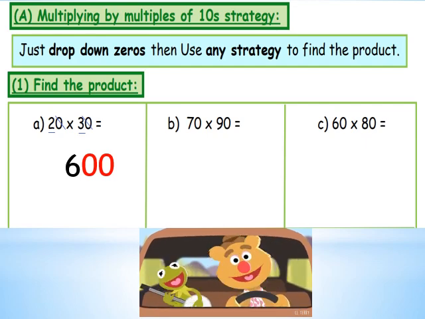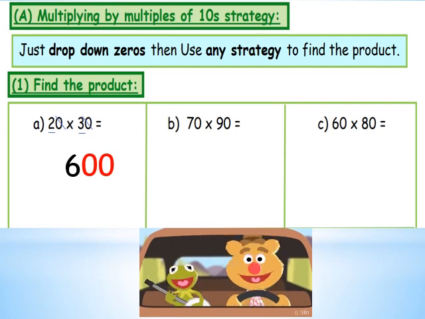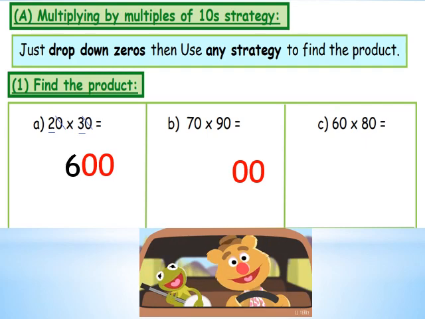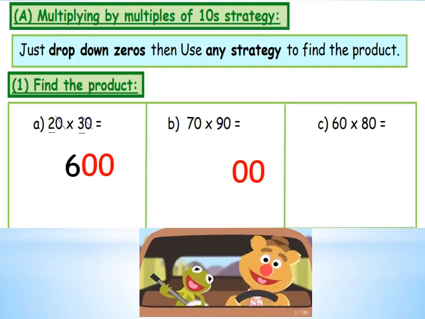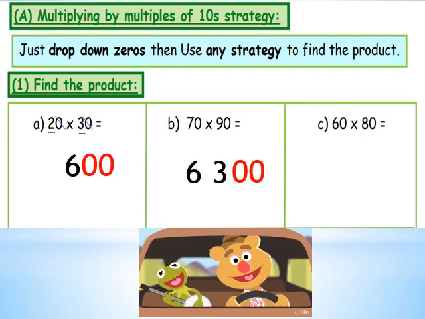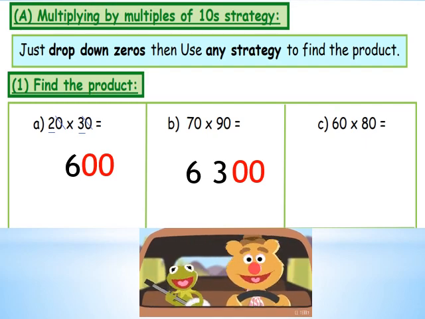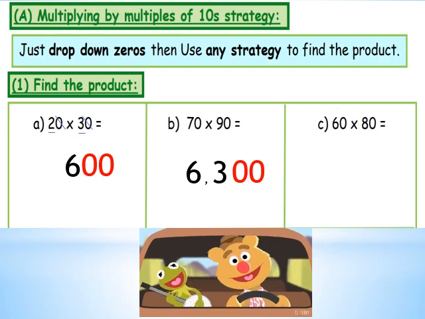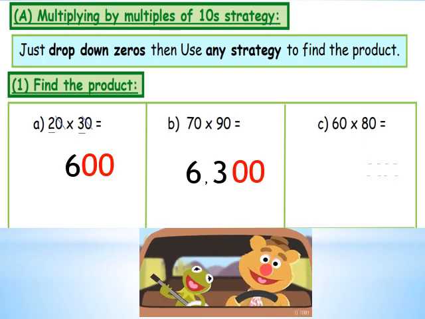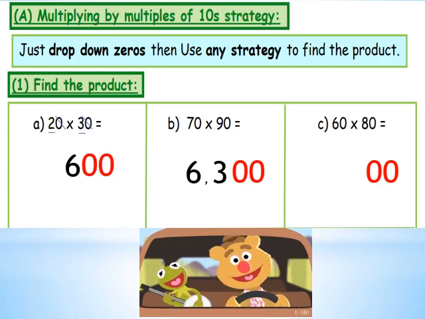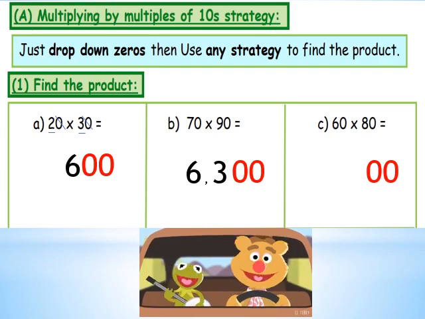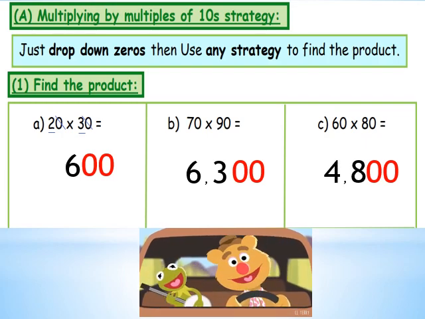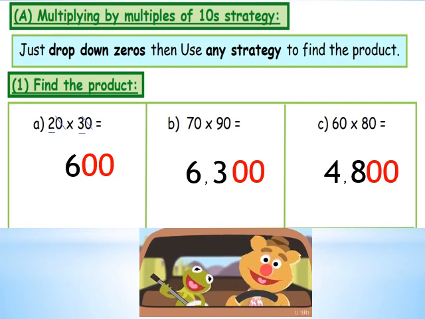Example number B. I have here 70 by 90. So I drop down the two zeros to the most right also, and I will multiply 7 by 9, and it will equal 63. So the answer will be 6,300. Letter C. 60 by 80. I drop down the two zeros also, and I multiply the two digits. 6 by 8, and 6 by 8 equals 48. So the answer will be 4,800.